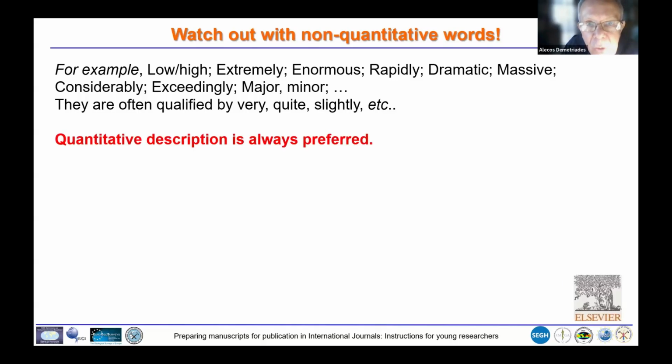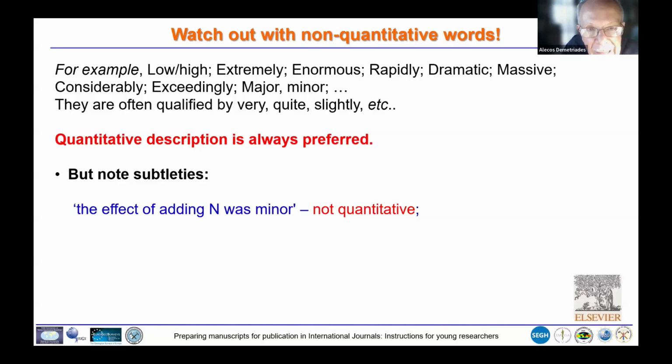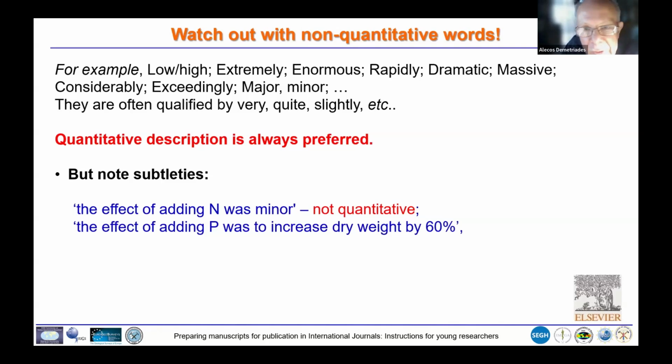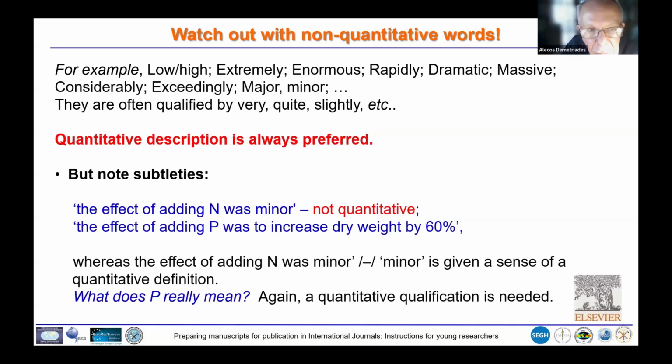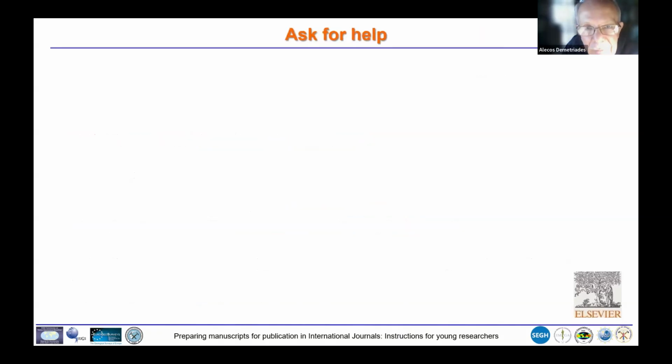Quantitative description is always preferred, but note the subtleties. "The effect of adding N was minor" is not quantitative. "The effect of adding P was to increase dry weight by 60%, whereas the effect of adding N was minor" is given a sense of a quantitative definition. What does minor really mean? Again, a quantitative qualification is needed.